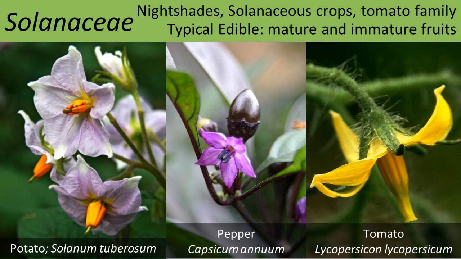The flowers in the Solanaceae family have some distinct characteristics and similarities. Often the petals will be fused or partially fused. You typically will have five petals, a very tight central stamen and pistil arrangement, but they come in many different colors. So they can be white, pale pink, dark purple, or yellow.